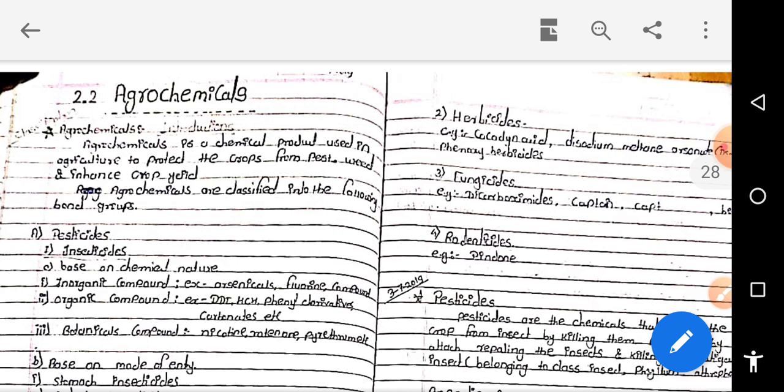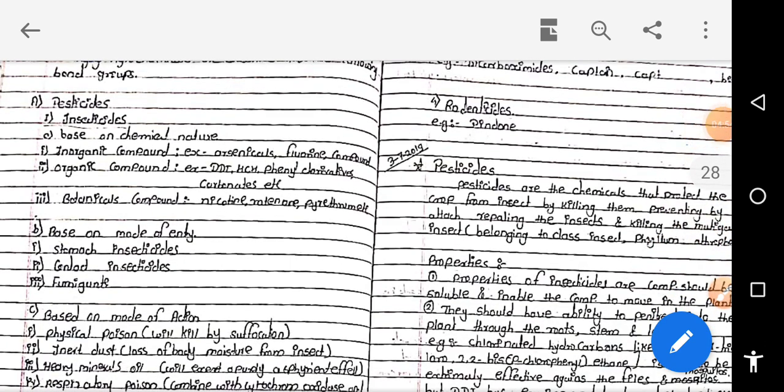So we will start agrochemicals. Agrochemicals are chemical products used in agriculture to protect the crops from pests and weeds, and to enhance crop yields. Agrochemicals are classified into the following groups: pesticides, insecticides, herbicides, fungicides, and rodenticides are different classes of agrochemicals.